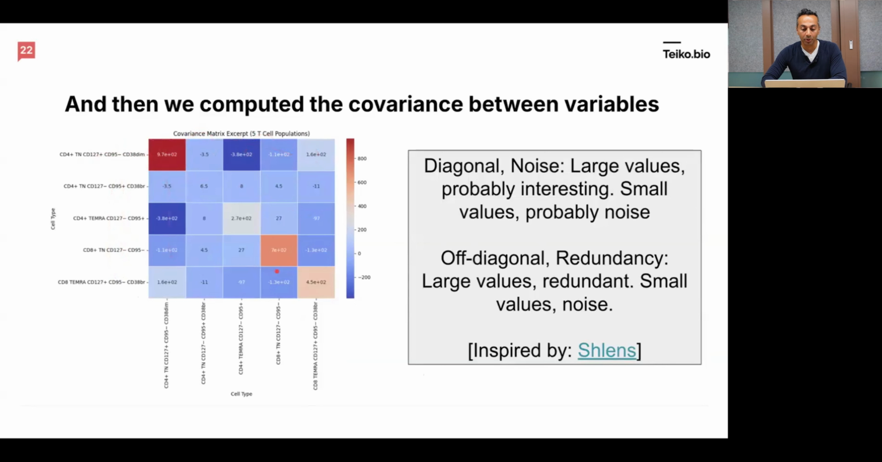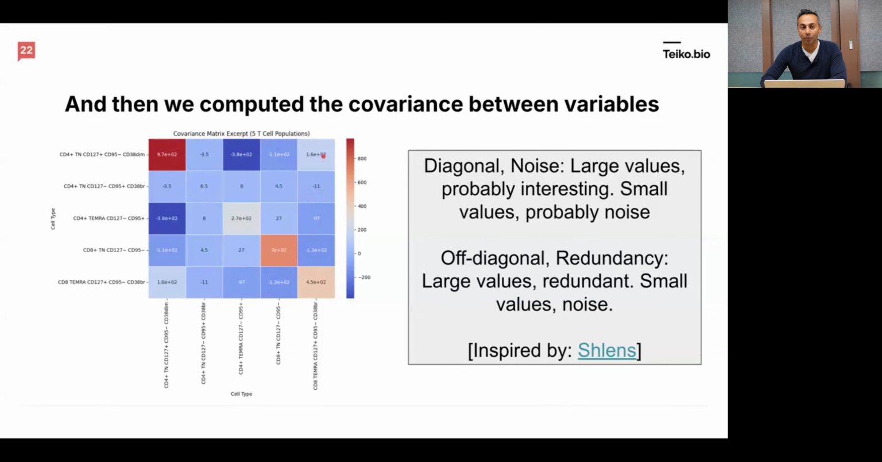So this is going to be what's called a symmetric matrix, a square matrix. Along the diagonal, large values are going to be interesting, and small values are likely to be noise. And the off diagonal can help us with redundancy. So large values are going to be redundant, and small values are going to be noise.